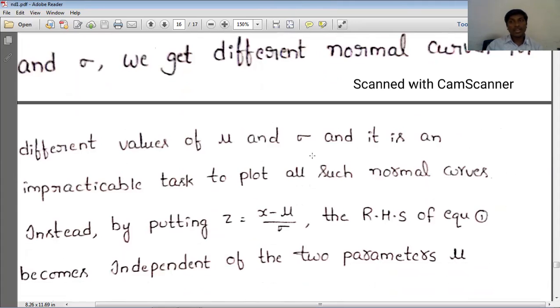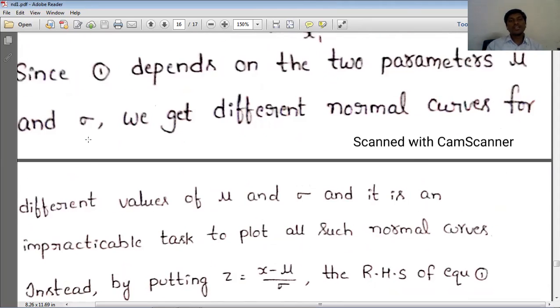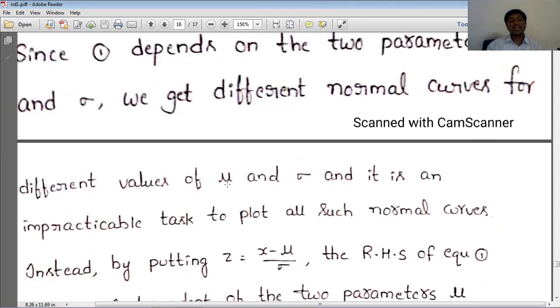Of course, the entire curve has no change in shape. It may be flattened or it may be extended, or it may be reduced. But it depends completely on the values of mu and sigma, and it has an impact, because plotting all such normal curves is not possible. Why? Because it takes time and it is an impracticable task to draw all those normal curves.